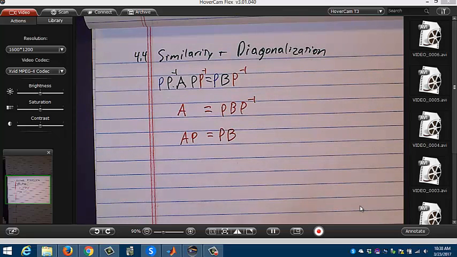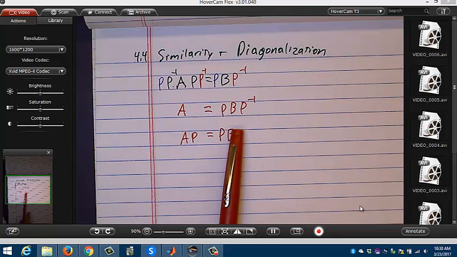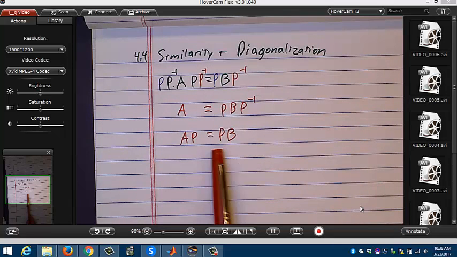Sometimes this is the best way to show that things are similar, because finding an inverse of a matrix takes a lot of work. And so maybe you're better off just multiplying A times P, multiplying P times B, and seeing if they're the same. Then you'll know A and B are similar.